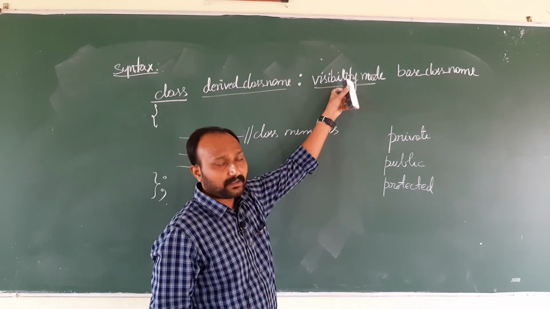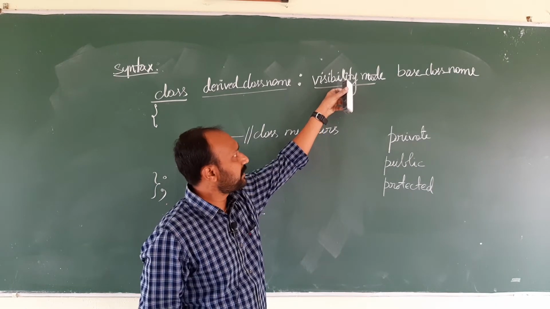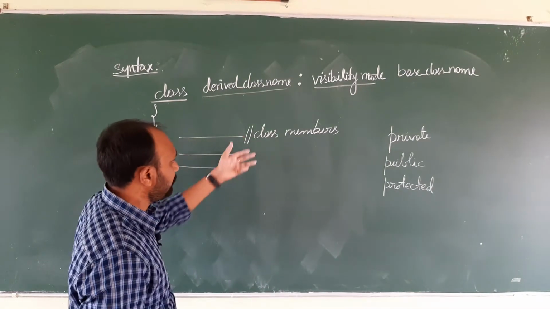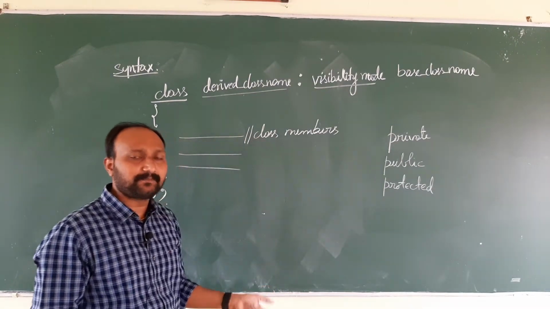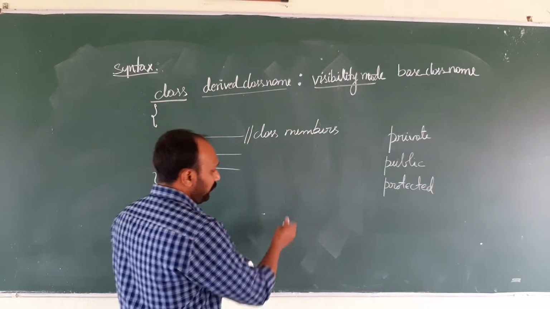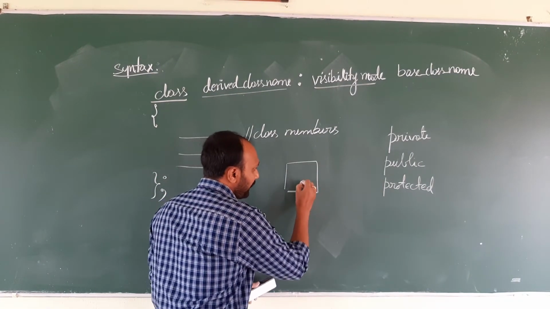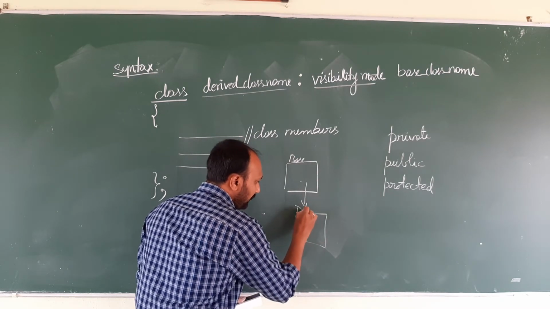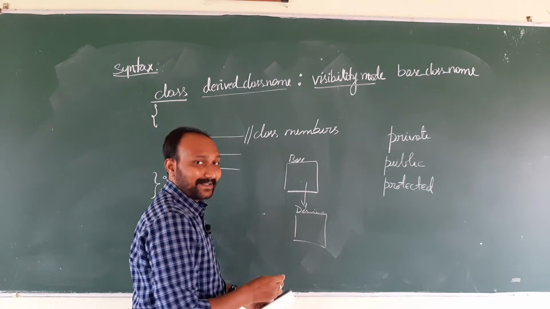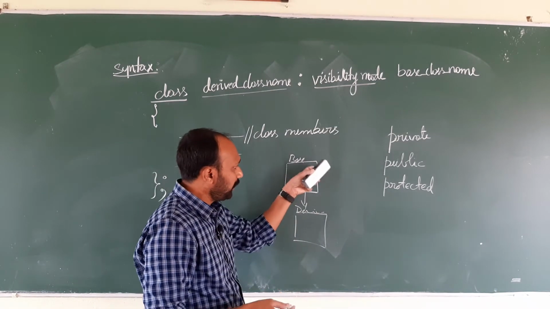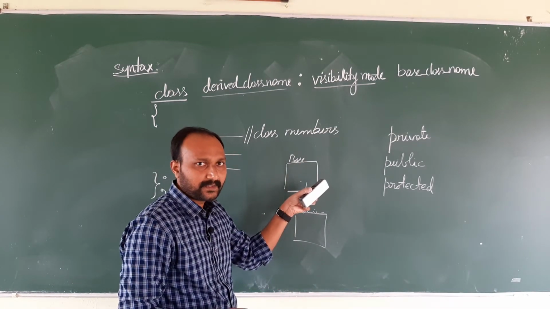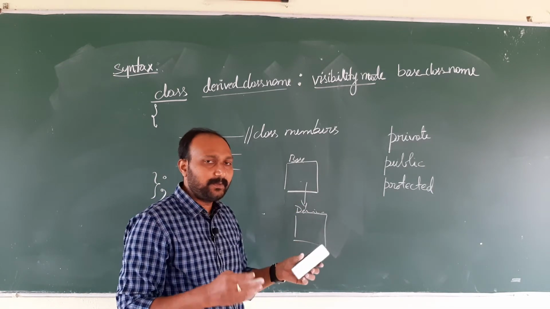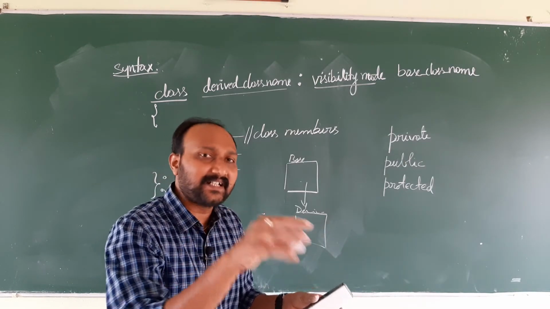So, here we will be going with visibility mode. What does visibility mode indicate? It says what all properties, or what all data members and member functions, are accessible from the base class. We are deriving certain properties from the base class to the derived class. Sometimes we can derive all the properties of the base class, and sometimes we cannot. So certain restrictions, certain conditions, are imposed.